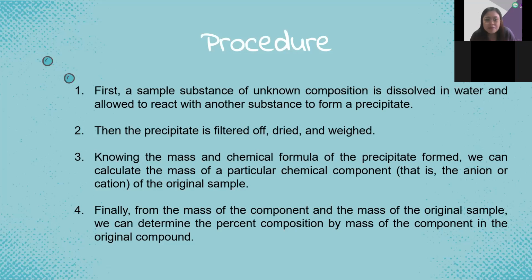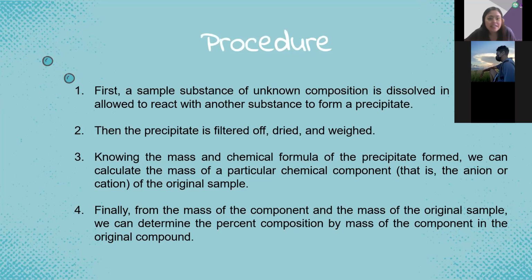Now, once the precipitate is formed, we will get it, we will filter it, hihiwalay natin siya with the liquid substance. I-dry natin siya. Most of the time, we will use the oven for drying, and we are going to weigh the precipitate. So we will get the mass here. Now, knowing the mass and chemical formula of our precipitate na na-form, by that time, we can actually calculate the mass of a particular component sa original sample.